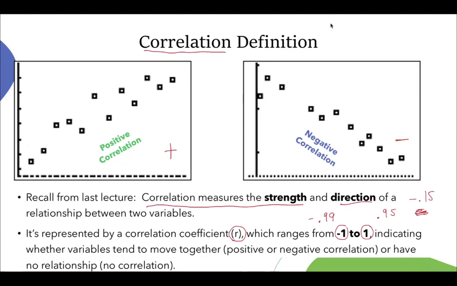Okay, so the appearance of a positive correlation: the points tend to move upward from left to right. The appearance of a negative correlation: the points tend to move downward from left to right.